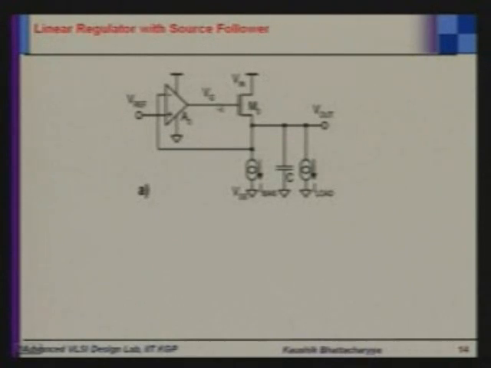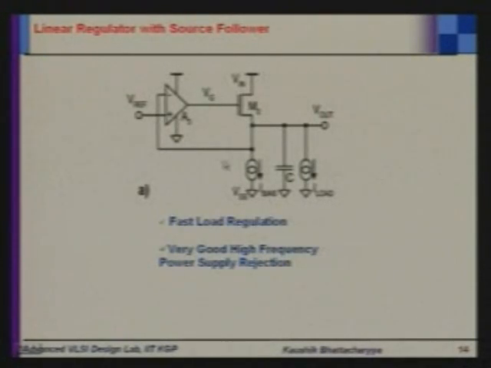So V in is now, Vg is not getting sufficient headroom. So it has the disadvantage that it cannot be used in low voltage application. Here I have commented that it has fast load regulation and very good high frequency power supply rejection. I will show you the analysis procedure, how to calculate the power supply rejection and load regulation, all these terms. And the disadvantage of this topology is that it is not suitable for low voltage application.